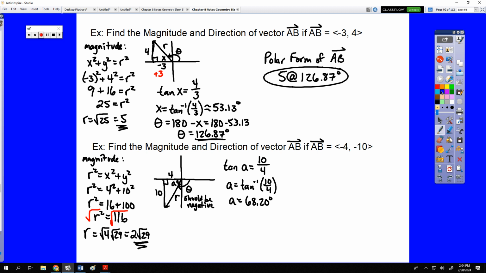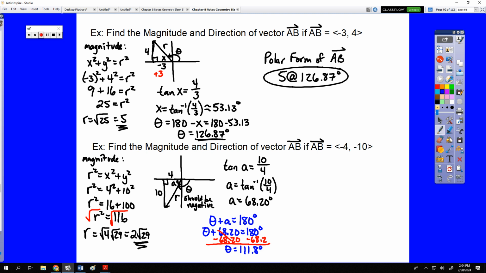So first we would figure out what theta is. Well, theta and A add up to 180 degrees. So if A is 68.20, then theta can be found by subtracting 68.2 from that 180. So the angle itself is an obtuse angle of what? 111.8 degrees.